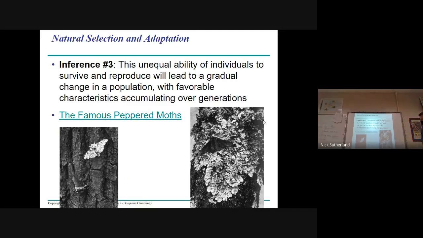Now, an illustration of inference 3 is the peppered moths. You have probably heard about the peppered moths. I think they studied these over in Great Britain maybe. It was basically natural selection happening in a very short time frame, and the reason for it was the Industrial Revolution.